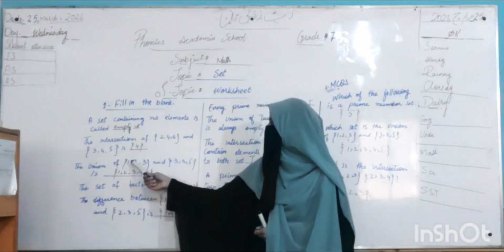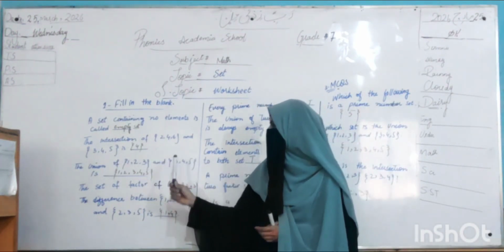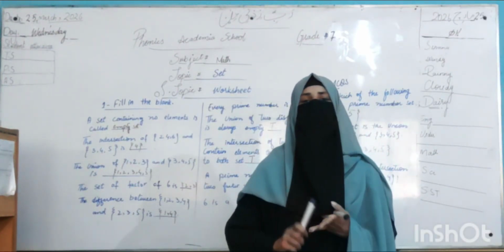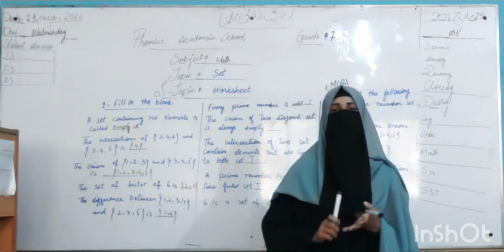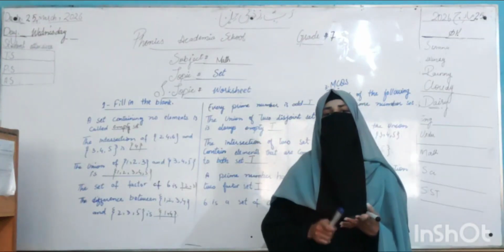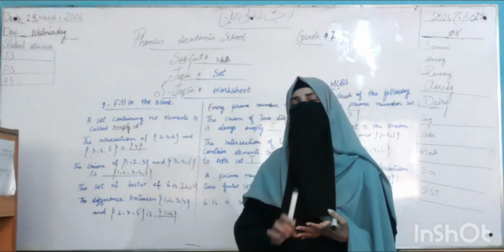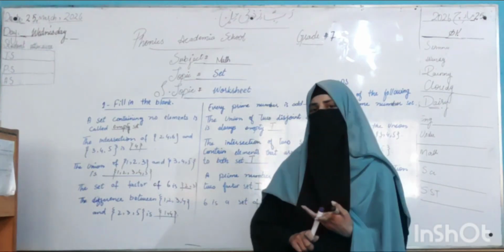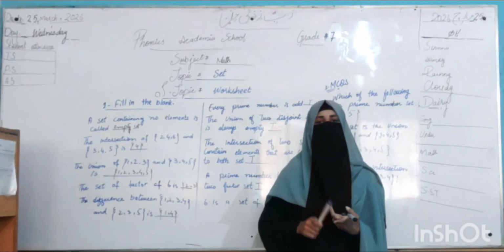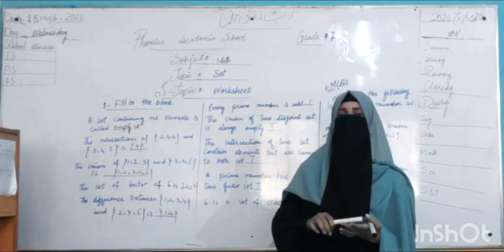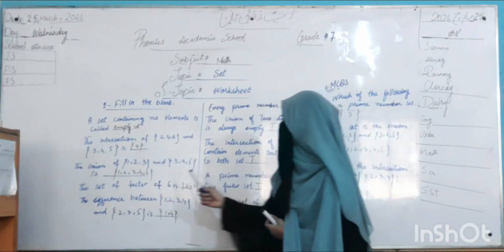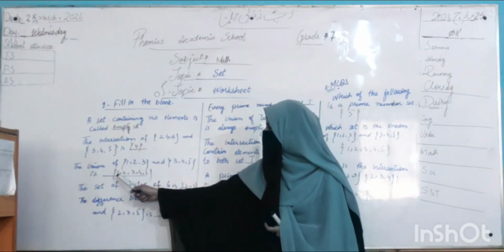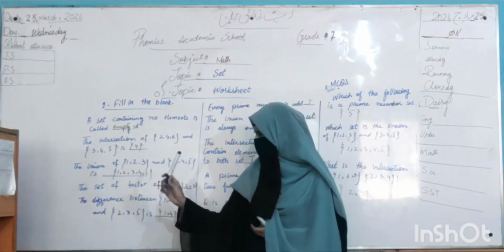The union of 1, 2, 3 and 3, 4, 5. You know that when you do a union, it means you arrange all the elements sequentially, and if any member is repeated, you write it only one time. For example, 1, 2, 3, 3, 4, 5. 3 is repeated, so you write down 1, 2, 3, 4, 5.